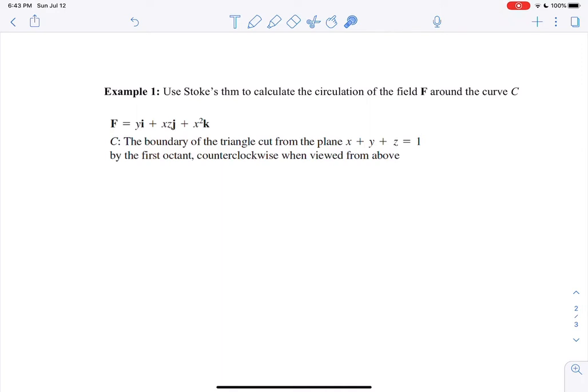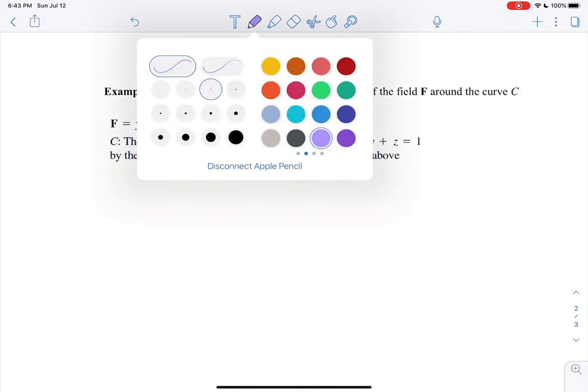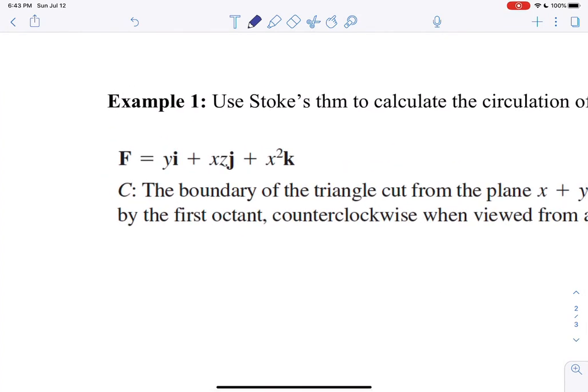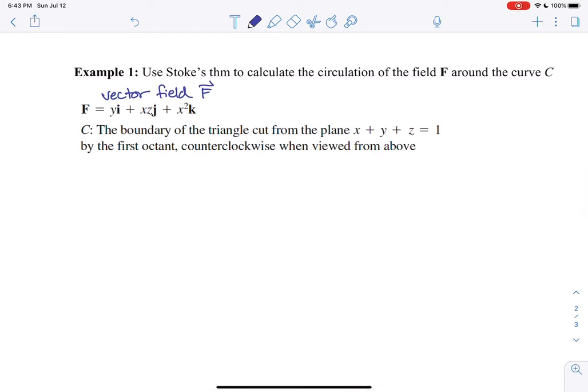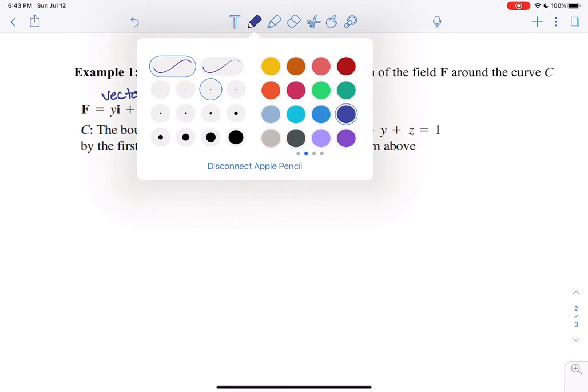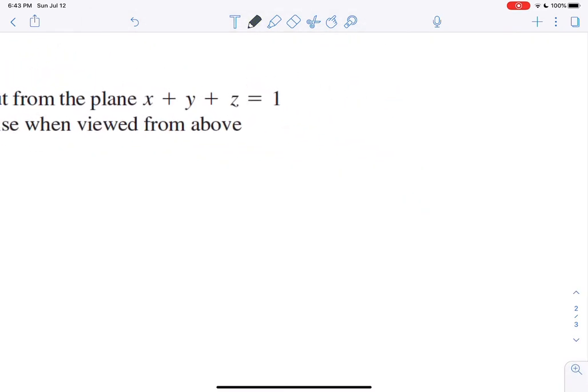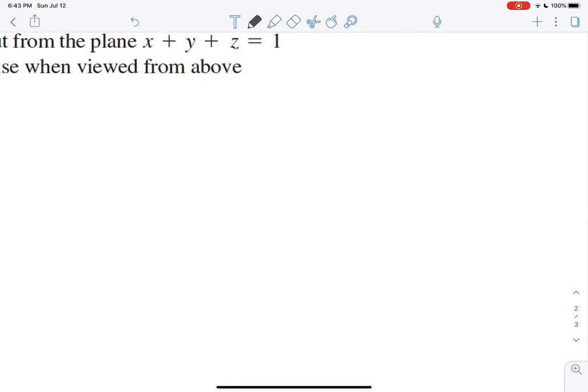So here we go. Here's our vector field F. And then C is the boundary of the triangle cut from the plane x plus y plus z equals 1 in only the first octant, where we traverse it counterclockwise when viewed from above. So let's just sketch what our path of integration even looks like. So over here we're just going to sketch C.